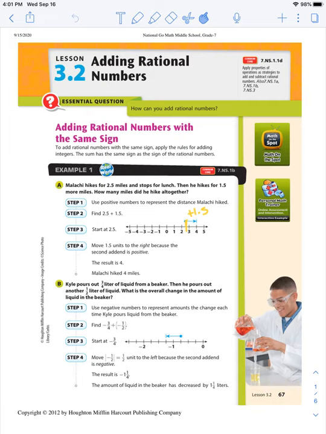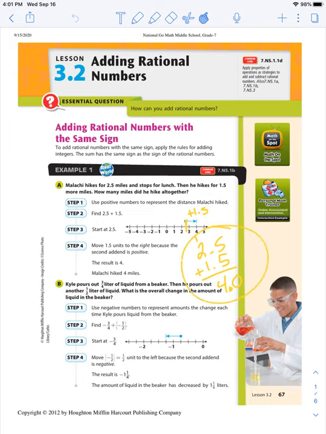The result is 4. You might have learned this in the past as 2.5 plus 1.5, where you then add 5 plus 5 is 10. Write the 0, carry the 1. 1 plus 2 plus 1 is 4. And then the decimal goes straight down, so 4.0. Malachi hiked 4 miles.